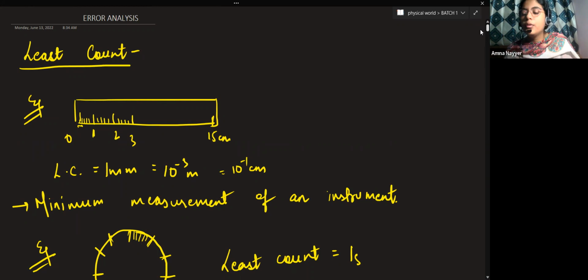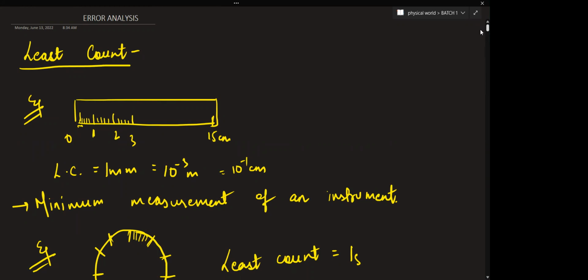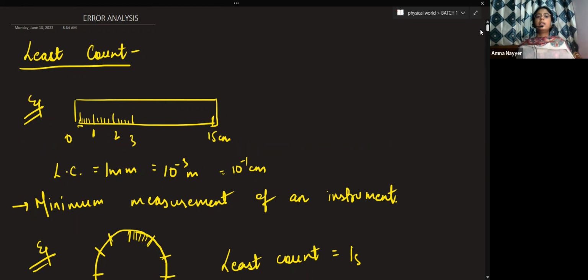Is this clear to all of you? Fahad, is it getting clear? Yes, ma'am. Yes, ma'am. So start noting down from here.